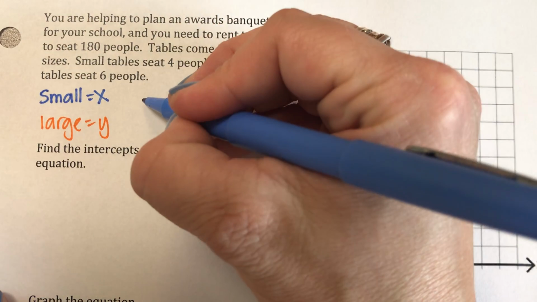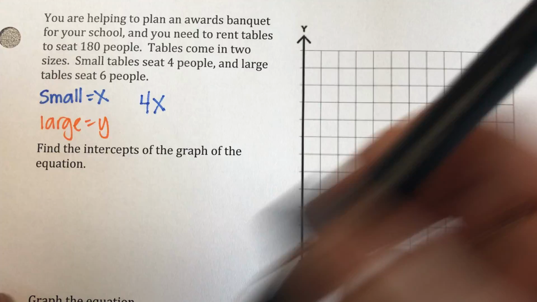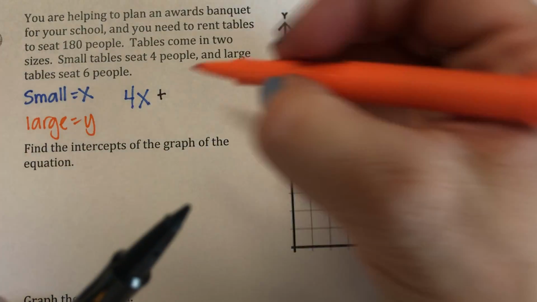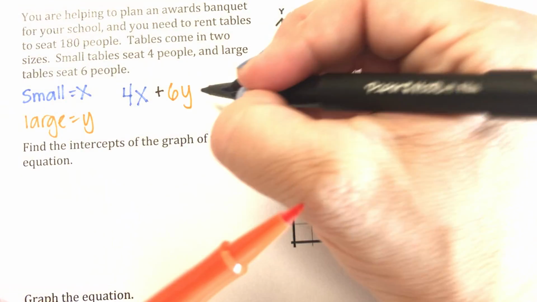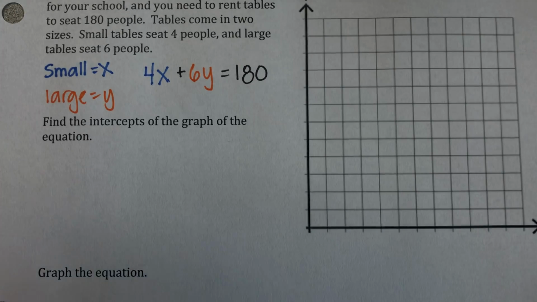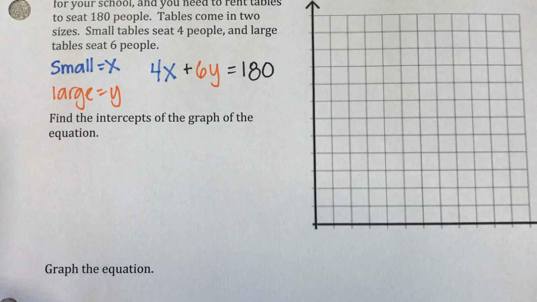So if I was going to write this as an equation, there's 4 people at every small table plus 6 people at every large table, and all together we want to have 180 people. So now we're going to find the intercepts of this equation. Okay, so intercepts, remember, it's just where one value is 0.